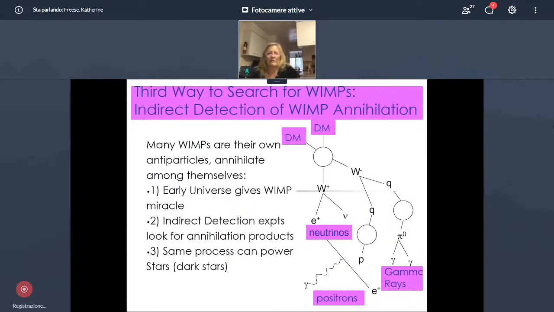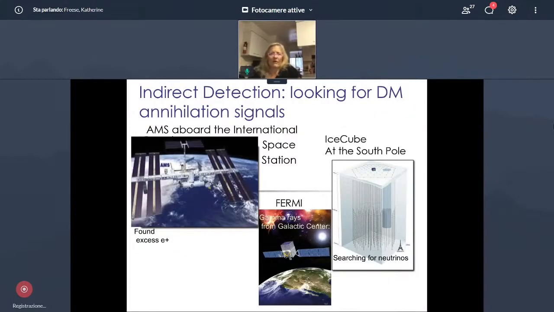Next slide, please. And all 3 of these are being searched for: AMS, which found an excess of positrons, the Fermi, and IceCube. They're all looking for different signals from the dark matter annihilation.